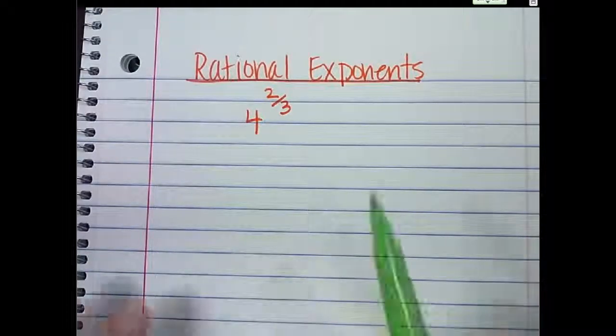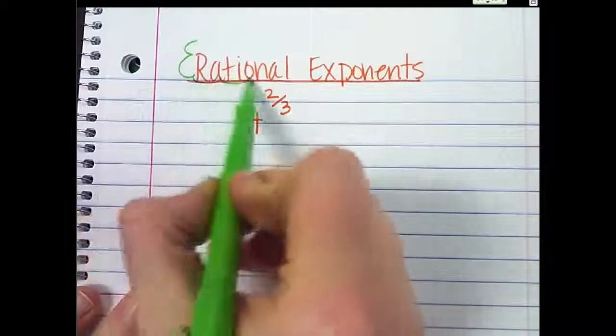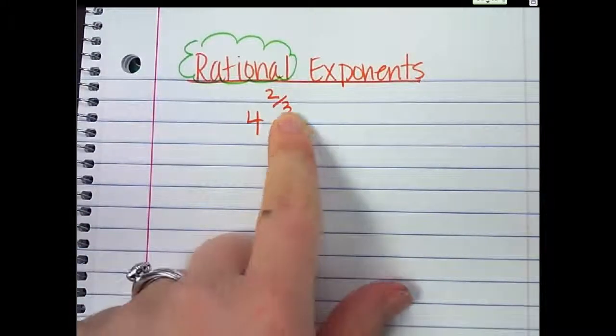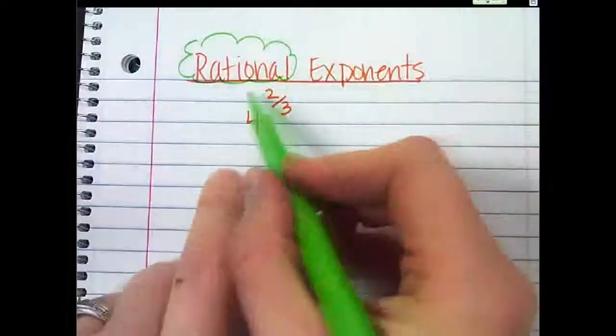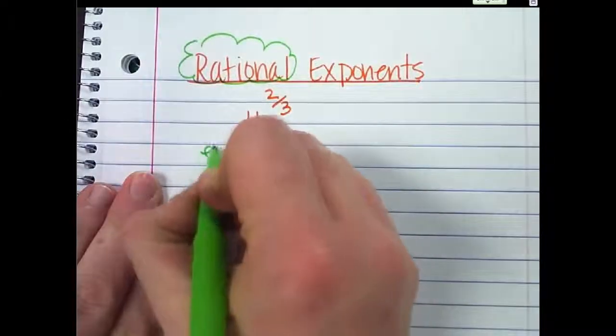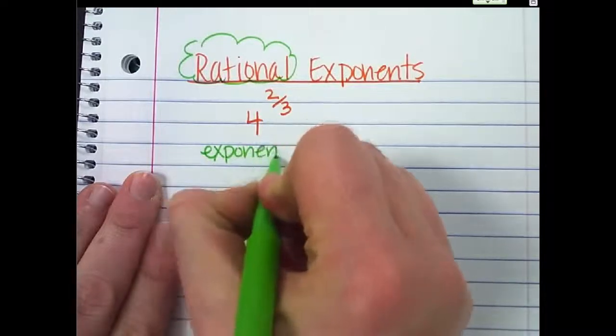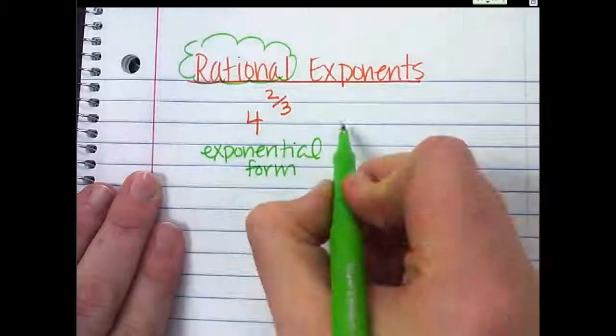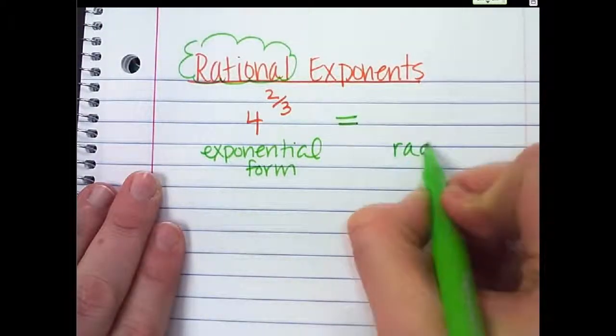Okay, so when I say the word rational, this kind of means a fraction. So our exponents are not just like a 2 or a 3 or a 4, they're in fraction form. Okay, and we're going to be rewriting this. This is exponential form. We're going to rewrite this in radical form.